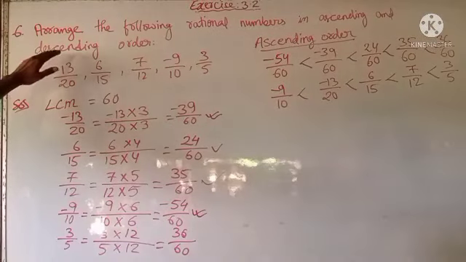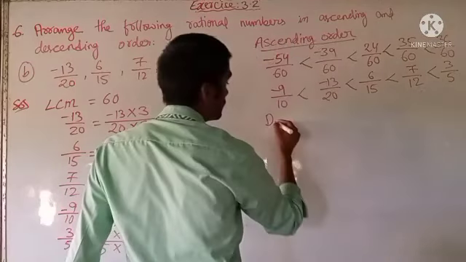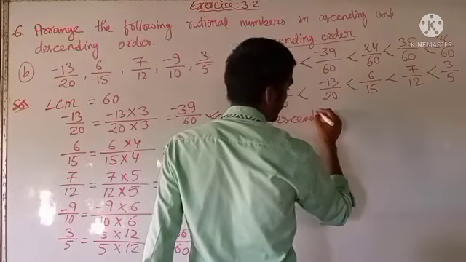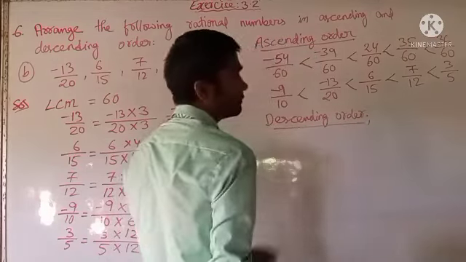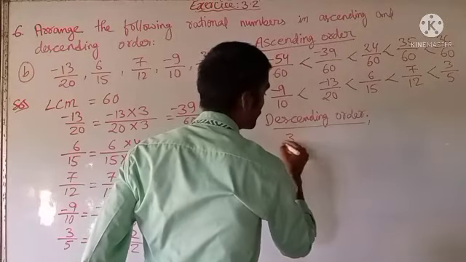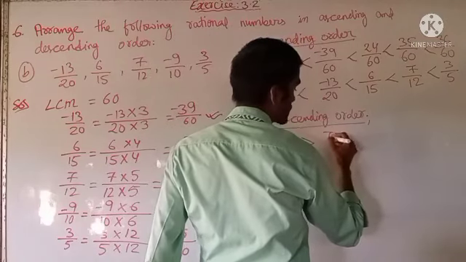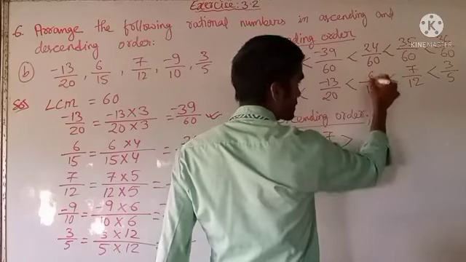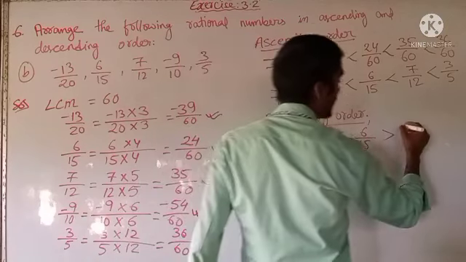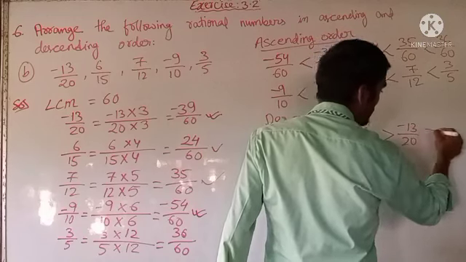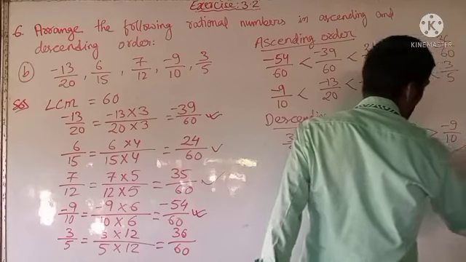Now again we need to arrange in descending order. For descending order, we just start writing from this side. So 3 by 5 is the greatest, greater than 7 by 12, which is greater than 6 by 15, which is greater than minus 13 by 20, which is greater than minus 9 by 10. So this is our answer.